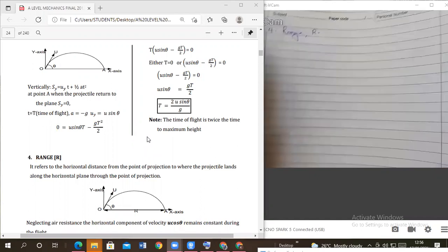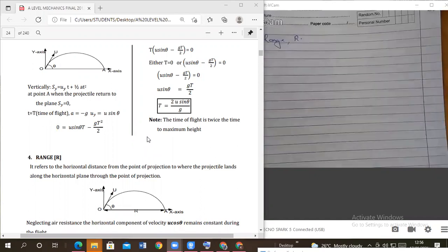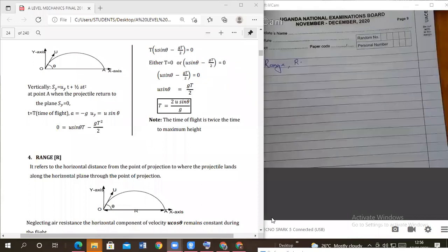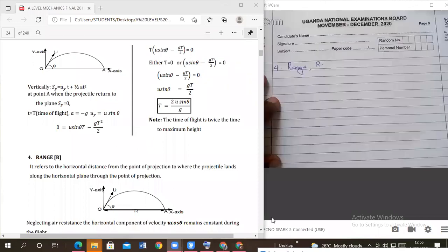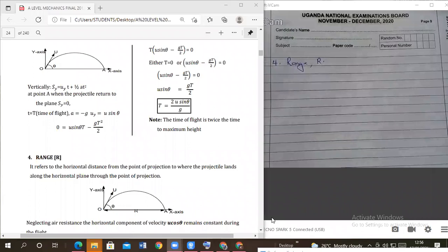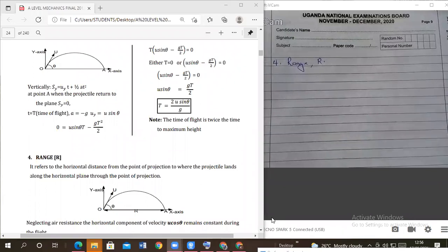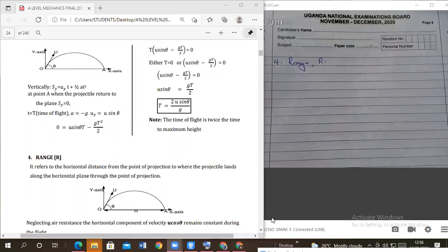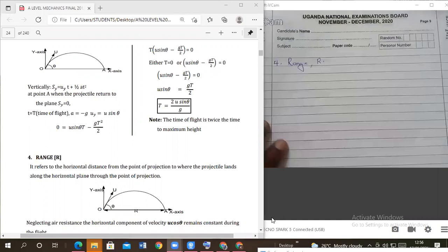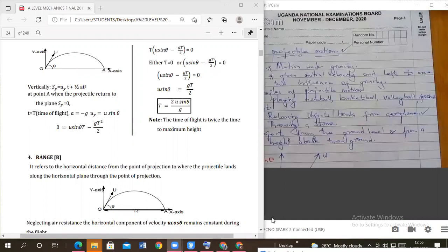This is the horizontal distance. Is the horizontal distance from the point of projection to where the projectile lands along the horizontal plane through the point of projection. Through the point of what? Projection. So it's this one.